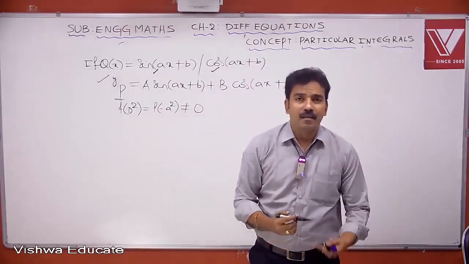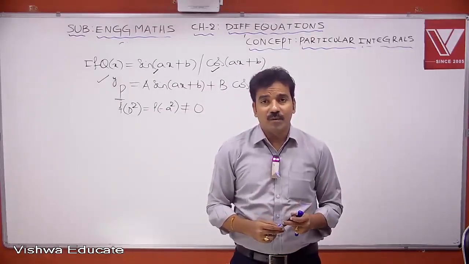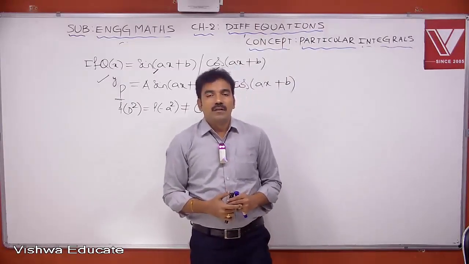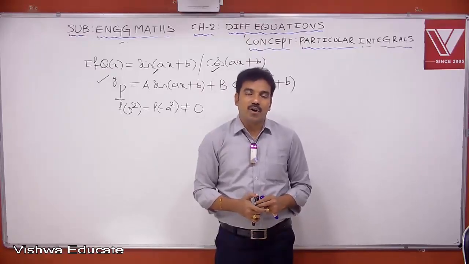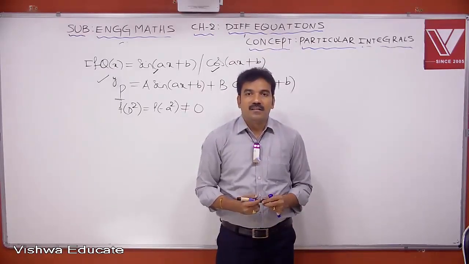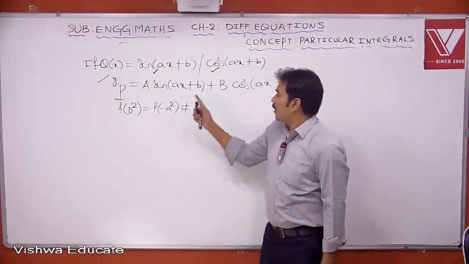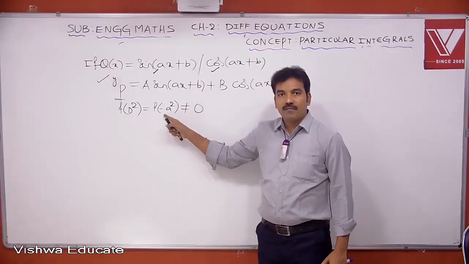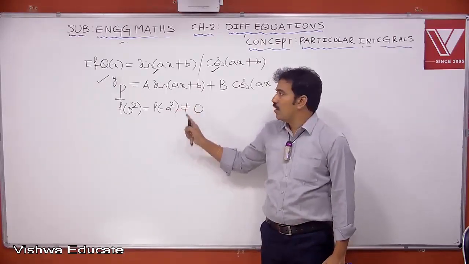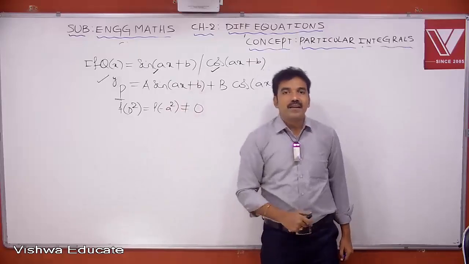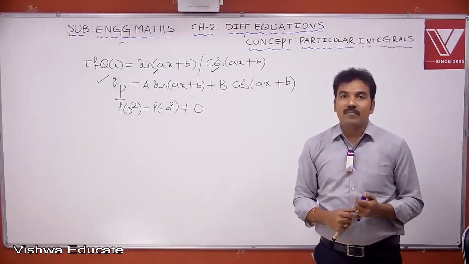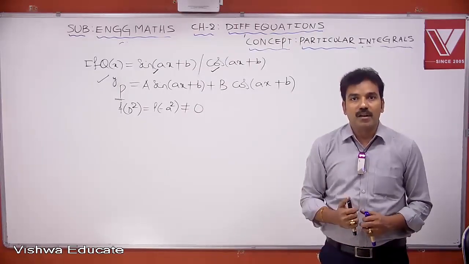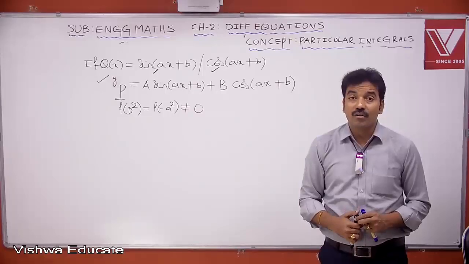Note this point. If Q of x equals sine of ax plus b or cos of ax plus b, and f of D square equals f of minus a square, not equal to 0, then yp equals capital A into sine of ax plus b plus capital B into cos of ax plus b, for some constants A and B.